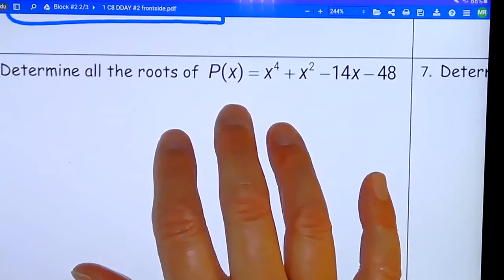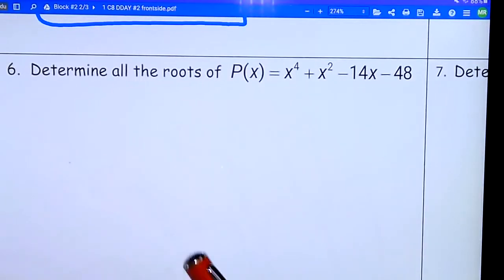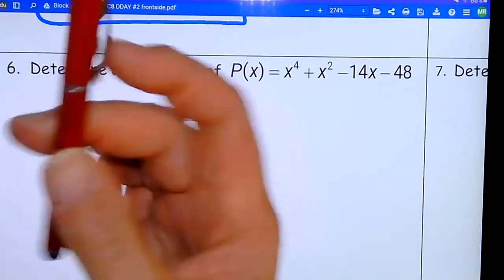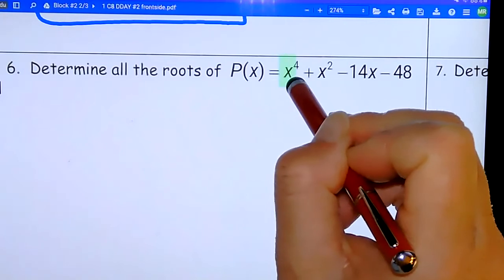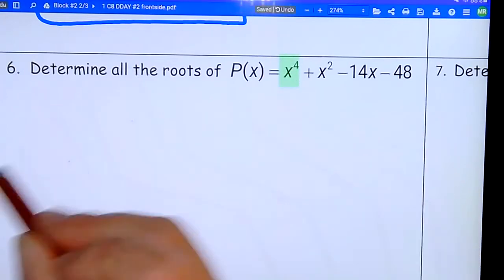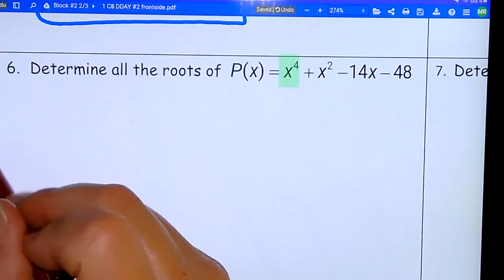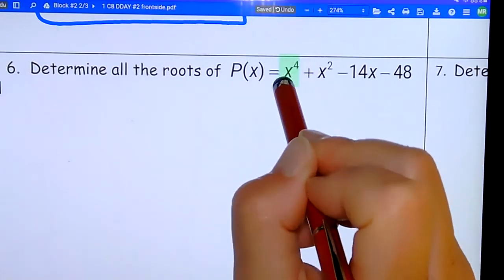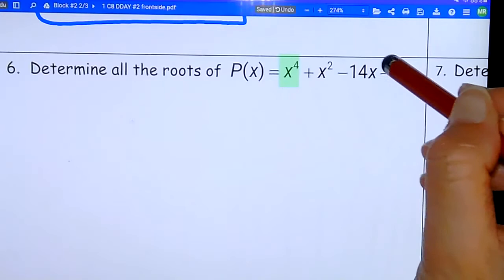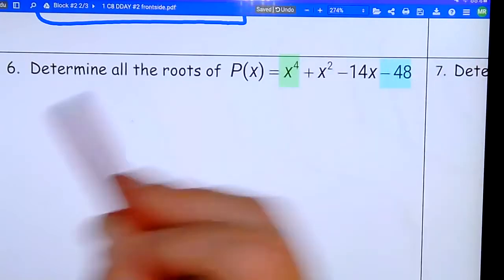Okay, so this one here, I'm going to be doing my p's over q's. And so when I'm looking at it, the p is going to be basically the coefficient here, which is 1. And my q, sorry, my q is going to be the coefficient there. This is going to be my p.